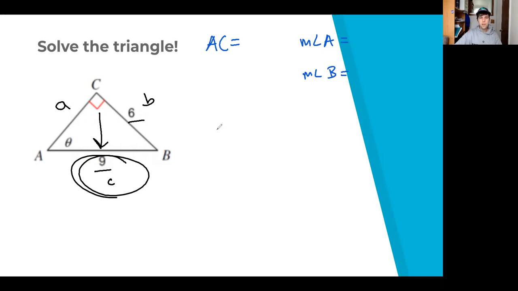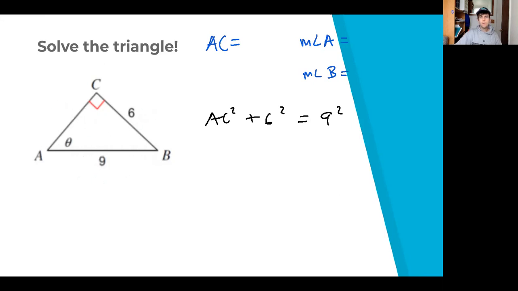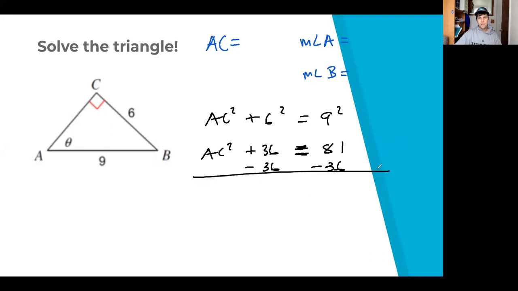So we're going to be solving for this side over here. So we have AC squared plus 6 squared equals 9 squared. Let's go ahead and erase this stuff. We don't really need this anymore. And then solving this equation, we have AC squared plus 36 is equal to 81. We need to solve this, so we're going to subtract 36 from both sides. We're going to get that AC squared equals 45 with that subtraction, and then we need to take the square root of both sides.